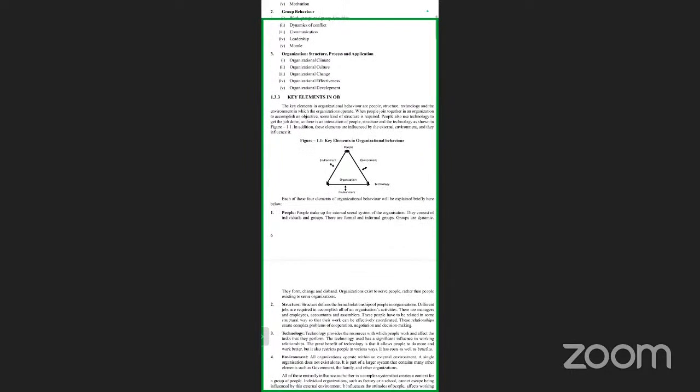And then we have key elements in OB. It consists of people, structure, technology, and environment. People means the internal social system of the organization, who are the backbone of any organization. They consist of individuals and groups, in the form of formal and informal groups. The groups again have some dynamics. They form and change. Organizations exist to serve people rather than people existing to serve the organization.